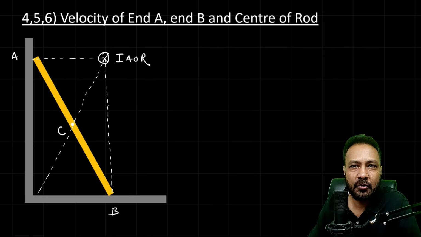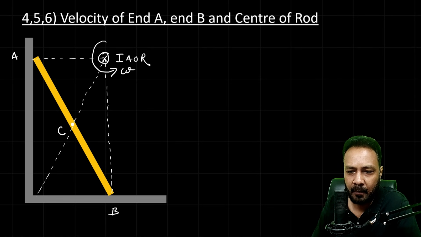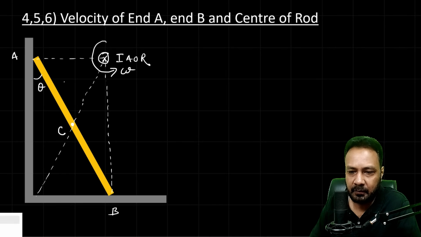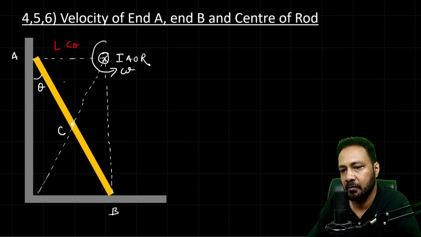And from IOR, motion will appear to be pure rotational. So angular velocity we just calculated, omega. And this is theta. The length is L. And this is theta. So this length would be this whole length, L, and this theta. So that would be L sin theta. And this will be L cos theta. And this will be L sin theta. Right? So this length is L cos theta, and this is L sin theta.